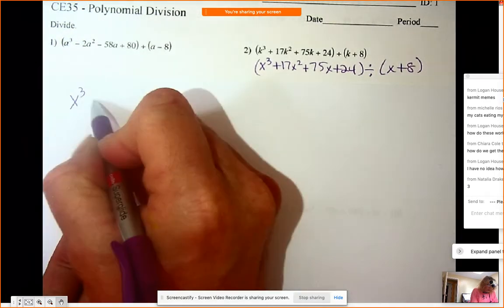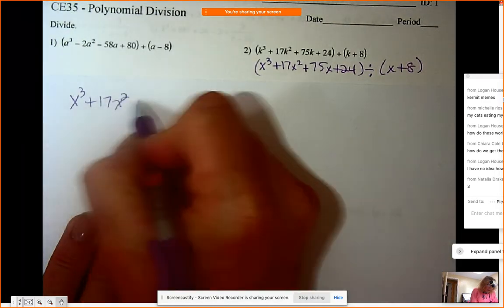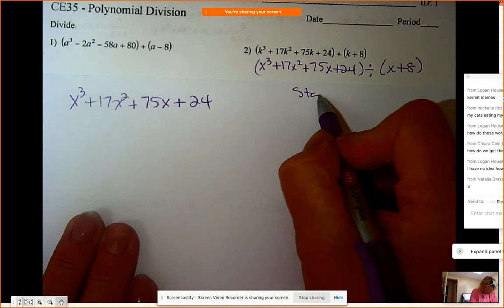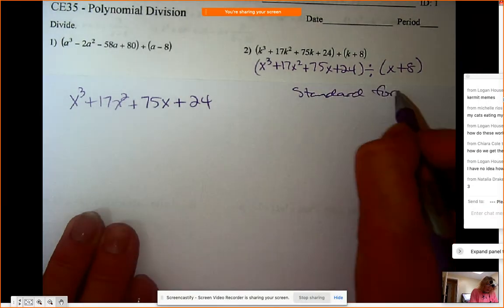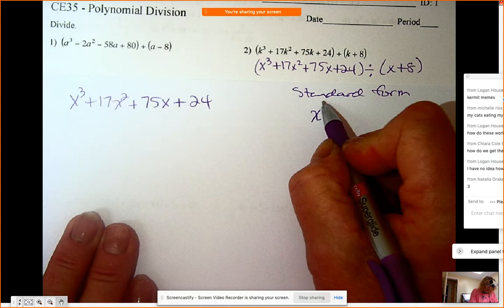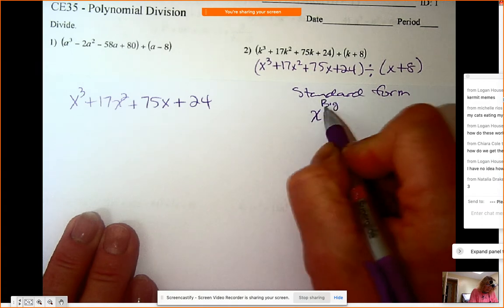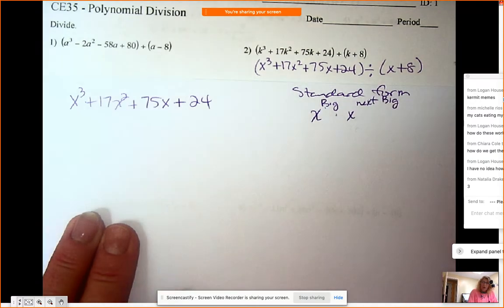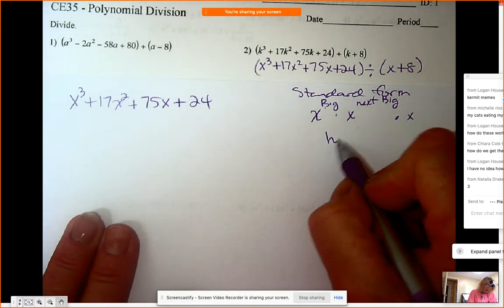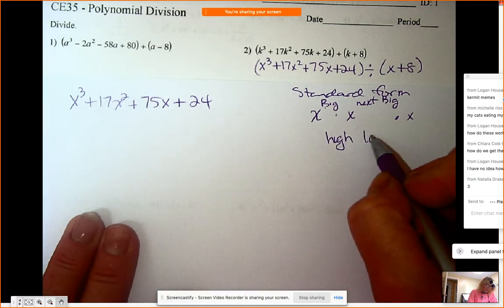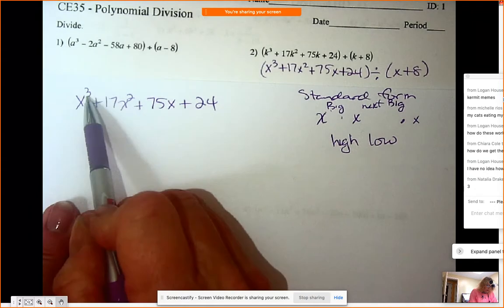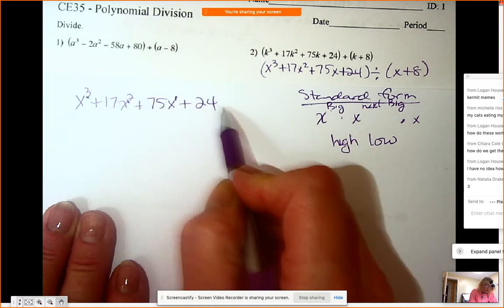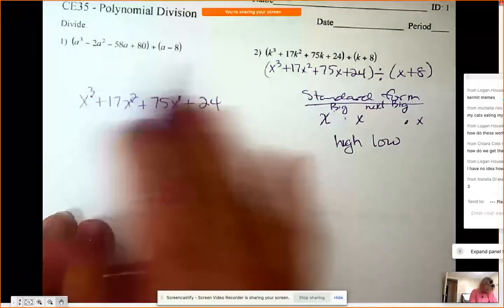The first step when you are doing division is you need to make sure that the polynomial is written in standard form. Remember, standard form is highest exponent first. Biggest number here, x to the biggest number, and then x to the next biggest, and then x to the next biggest. So it's high to low. So we've got x to the third power, to the second power. That's what I mean by standard form. 3, 2, 1, and then there's none here. So this is already in standard form.